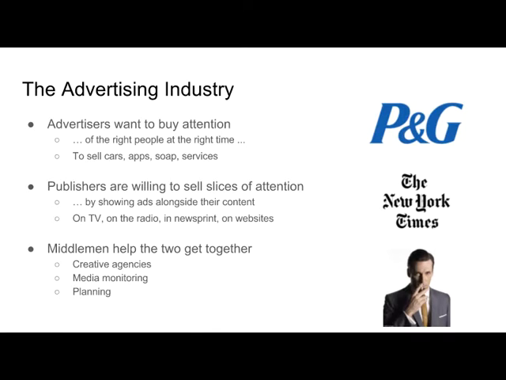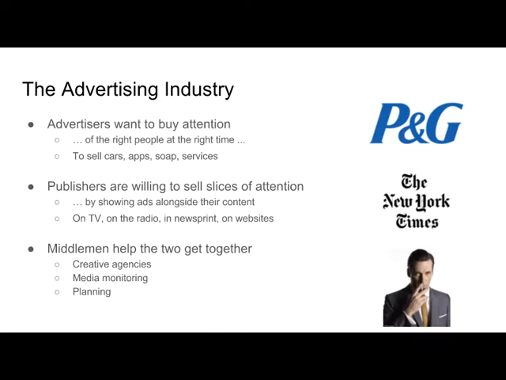It's basically comprised of three different types of parties. You've got advertisers who basically want to buy people's attention. They would like to pay for the right to show you something. And they're mostly interested in showing advertising to the right people at the right time. That's what their business is. They're trying to sell cars, soap, services, apps, whatever it is that they're trying to sell.